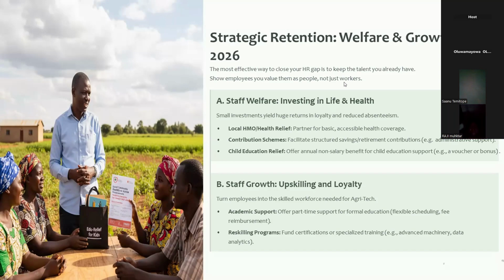Then there is another one that I call a contribution scheme. You can facilitate structured savings or retirement contributions, e.g., you can do administrative support. Oh, you want to buy something, there is a way they could do this cooperative. You can create your own mini cooperative within your staff. If you contribute such an amount, this amount is removed from your salary based on agreement. Please, let's put it on paper if at all we want to do any of this.